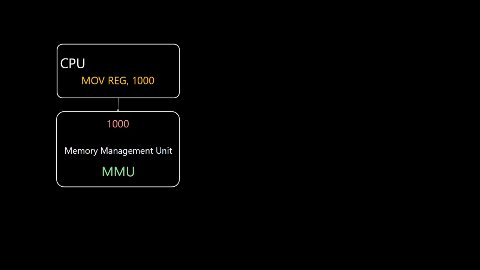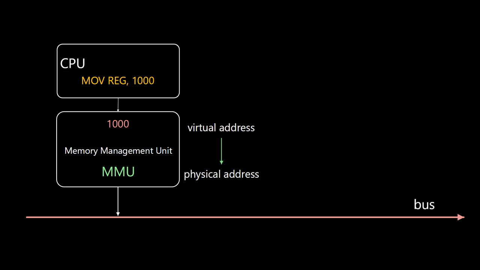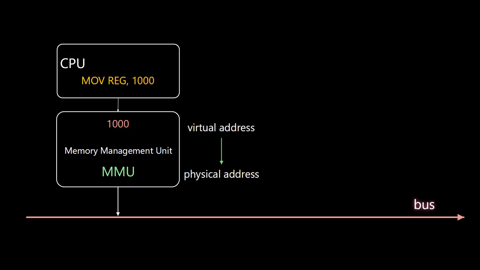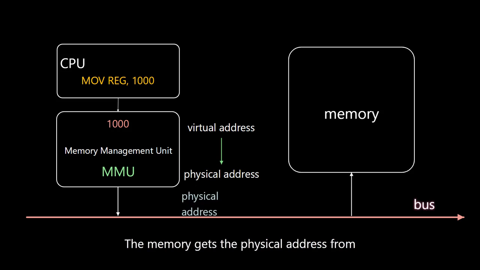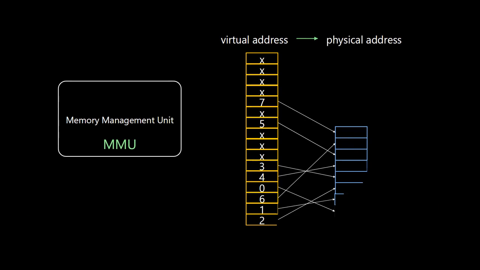The MMU is responsible for converting the virtual address into a physical address, and then accesses the memory through the bus. The content of the bus here is more hardware-oriented, so I won't introduce it here. The memory gets the physical address from the bus. It doesn't know the virtual address. Then, in order for the MMU to implement address translation, it needs a table to record the mapping relationship between the virtual address and the physical address of the page frame, called the page table.